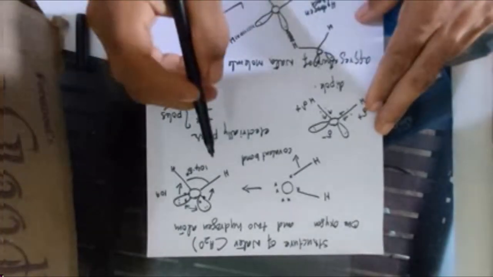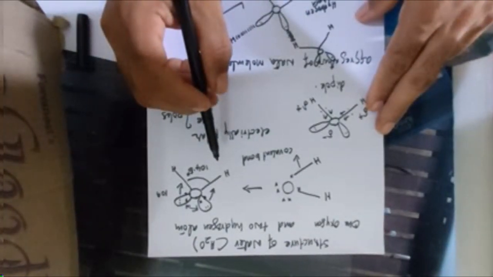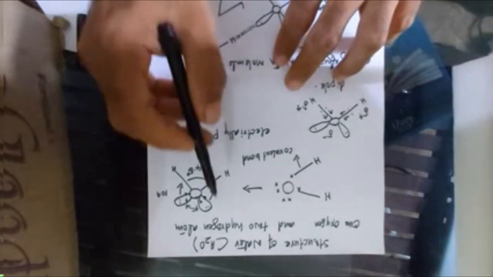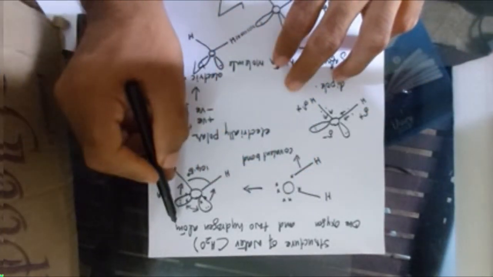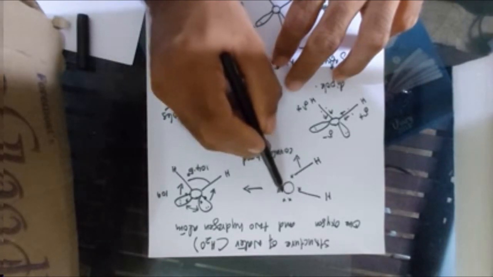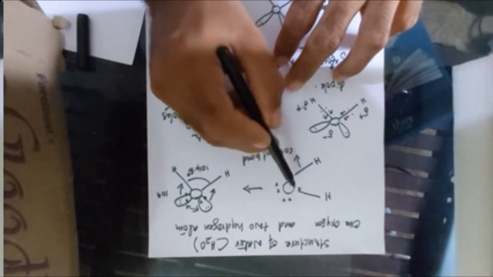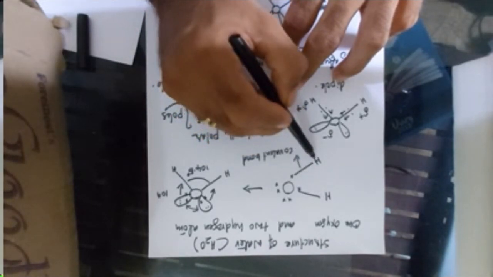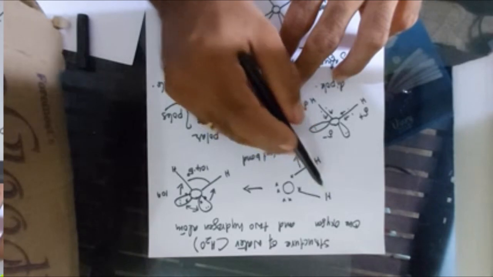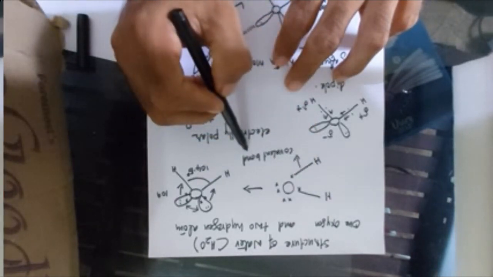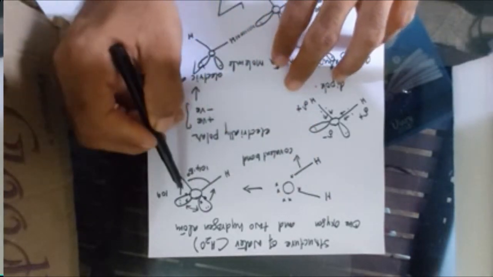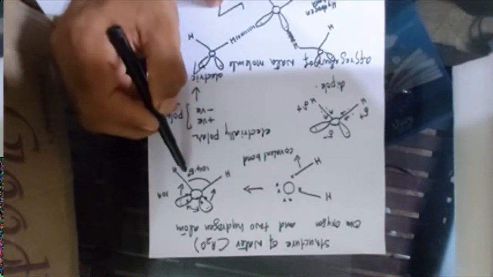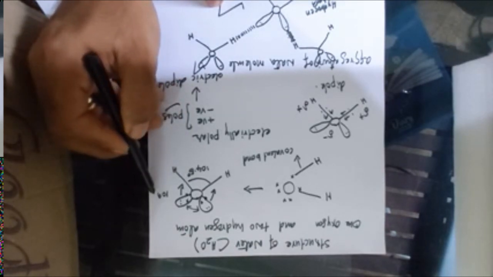So look once again at the main points. There are one oxygen and two hydrogen atoms. Oxygen has 6 electrons, 2 pairs and 2 single electrons. These single electrons join with 2 hydrogen atoms with a covalent bond, forming this structure. Now the angle between the two hydrogen atoms is 104.5 degrees instead of 109 because of the repulsion of lone pair electrons.